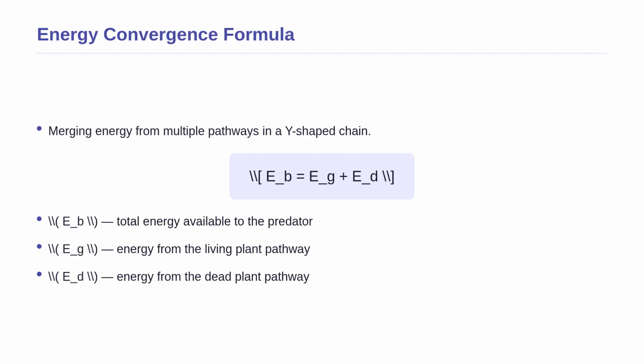This limitation of linear chains leads us to an important question. How do top predators actually survive? The answer lies in energy convergence within a Y-shaped chain. Because many predators are generalists, they do not rely on just one food source. This formula, EB equals EG plus ED, represents the merging point of the Y-shaped chain.